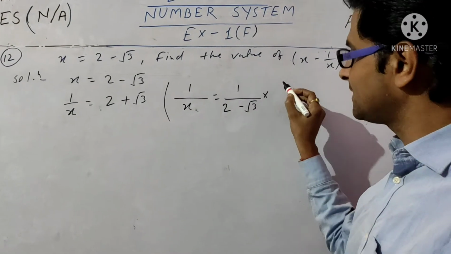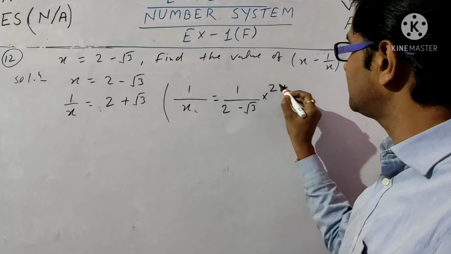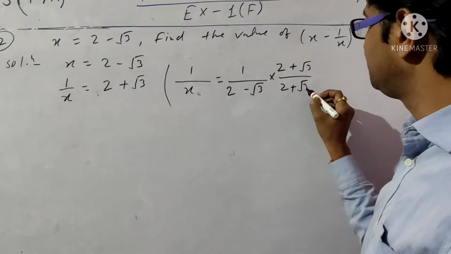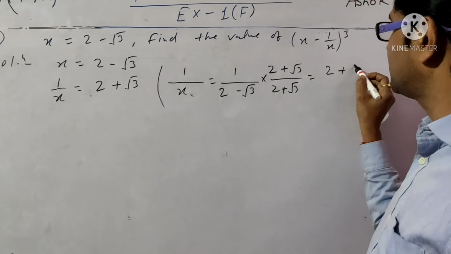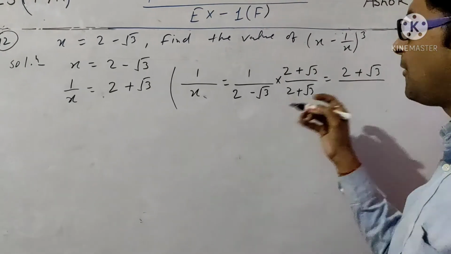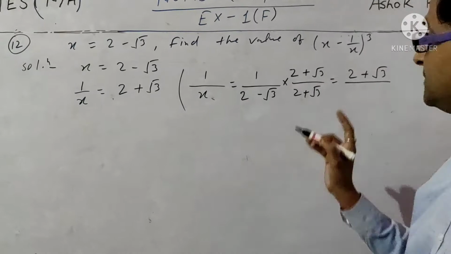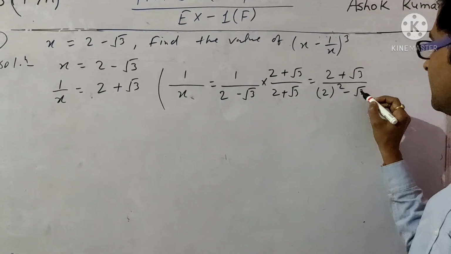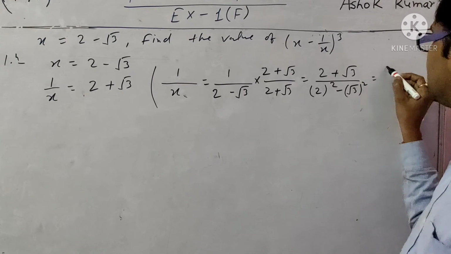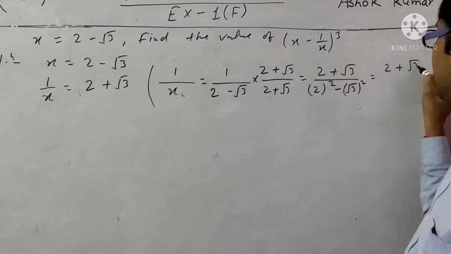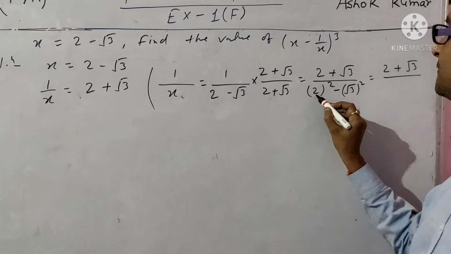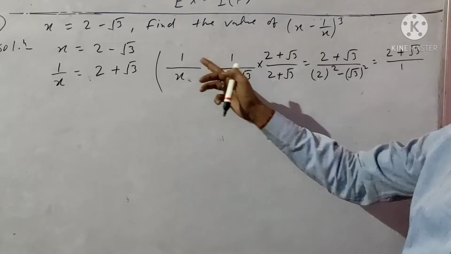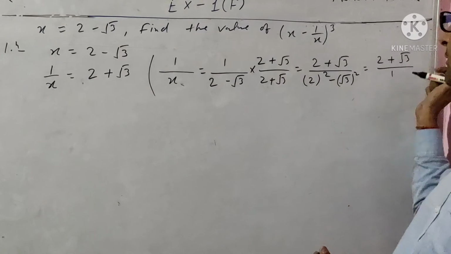So we can rationalize here. So 2 plus root 3 divided by 2 plus root 3. So here 2 plus root 3, and this is the form of (a plus b) into (a minus b). Then we can write a square minus b square. Okay, student. So 2 plus root 3 divided by 4 minus 3, which is 1. That means the value of 1 by x is 2 plus root 3.